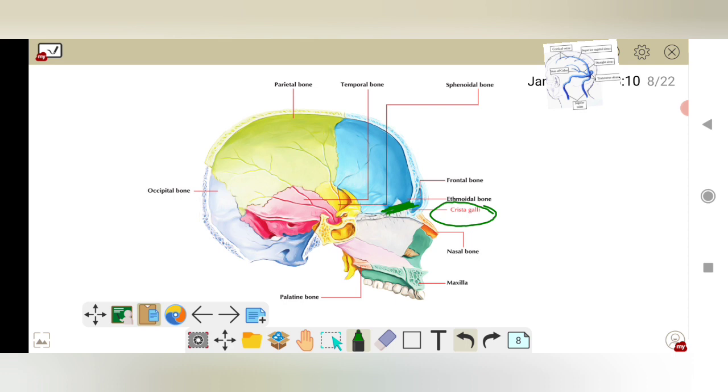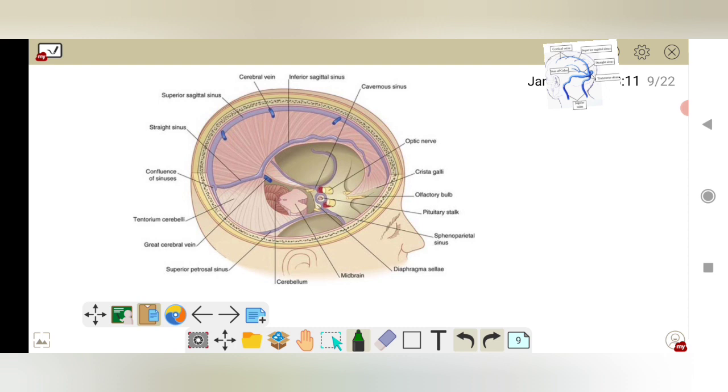Now, the convex margin is attached to the lips of the sagittal sulcus on the inner aspect of the cranial wall, and it extends from the crista galli to the internal occipital protuberance, up to here. This is the extent of the convex margin. The convex margin is attached to the lips of the sagittal sulcus on the inner aspect of the vault of the skull. And the concave margin, this margin, is free.